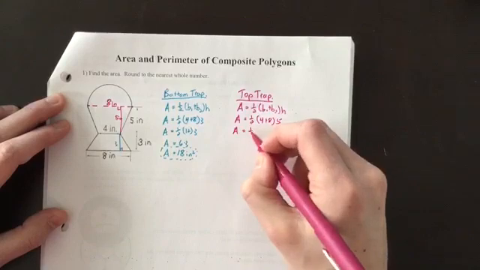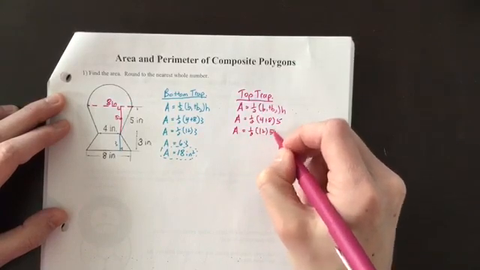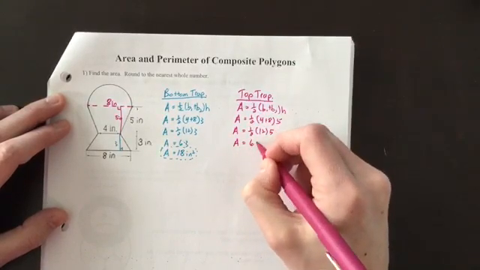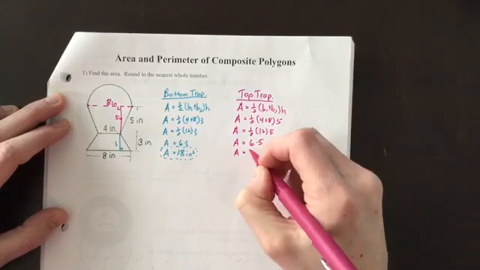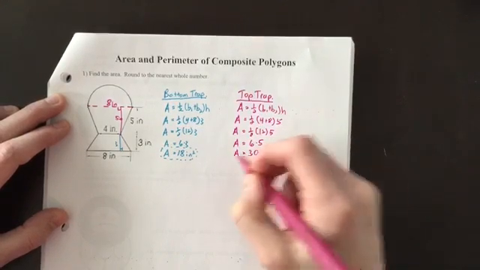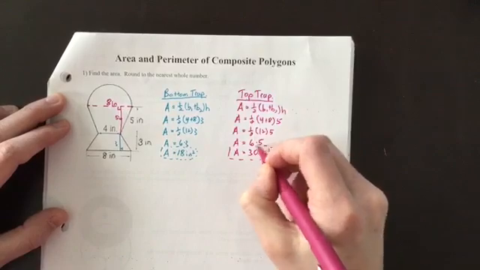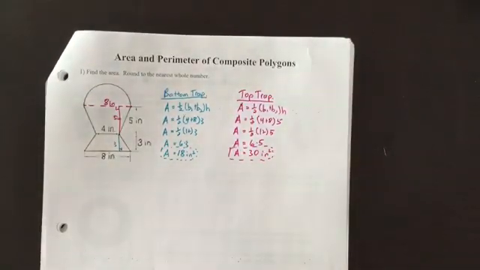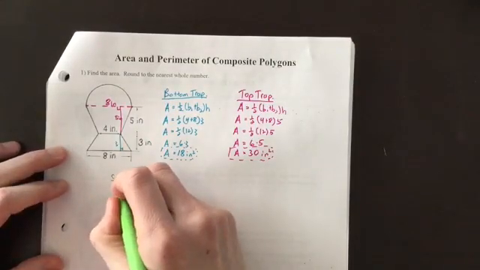Okay, so 4 plus 8 is still 12. 1/2 of 12 is still 6, and 6 times 5 is 30. So 30 inches squared for our top trapezoid. Okay, now let's work on our semicircle.